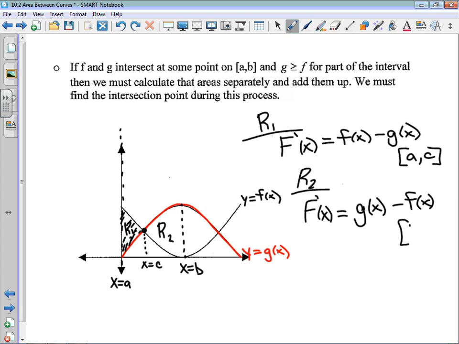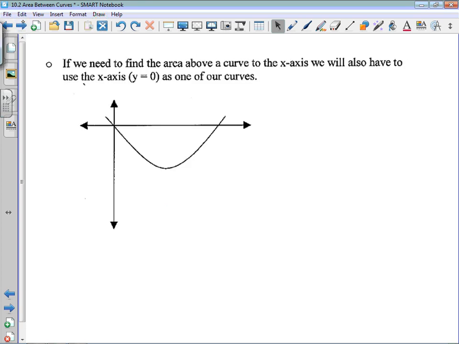because c is the lower bound of that second region there. Now, when you're doing this, to find the area between these two curves, we could summarize that and say that the area is going to be equal to R1 plus R2. And in a question like this, we would have to find R1 and R2 individually and then sum them together at the end. Sometimes students struggle with finding that intersection point, but typically they're easier functions to determine where they intersect.